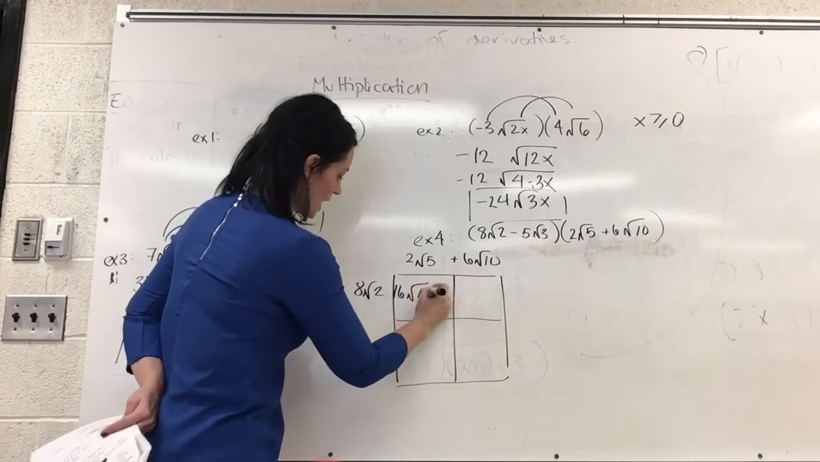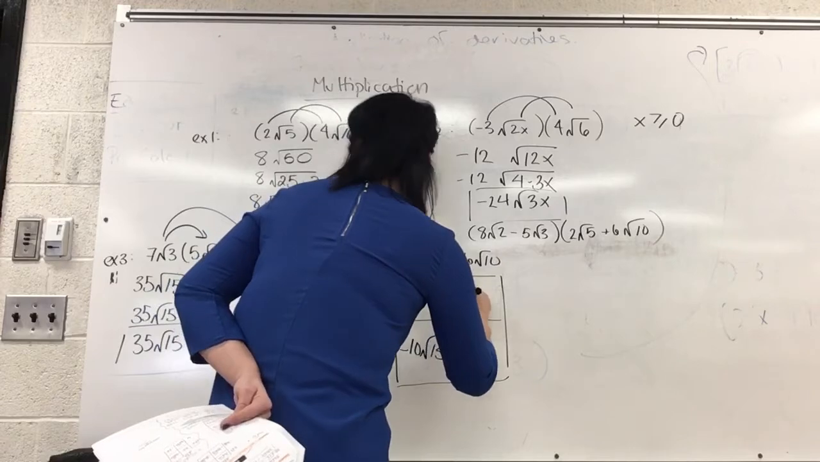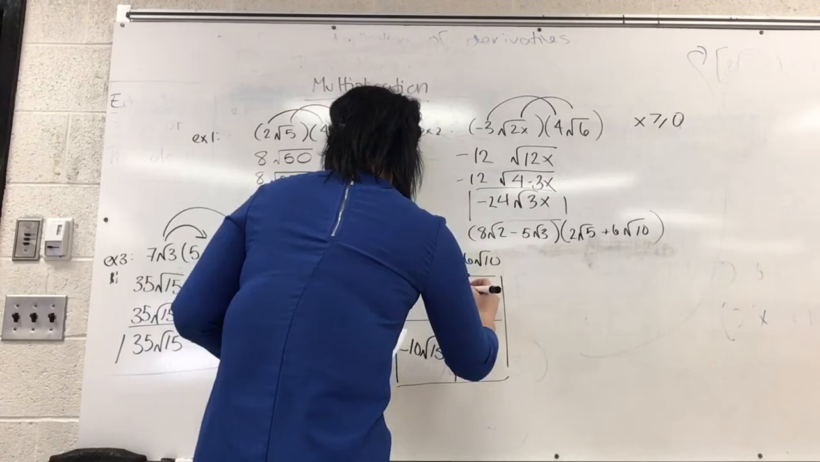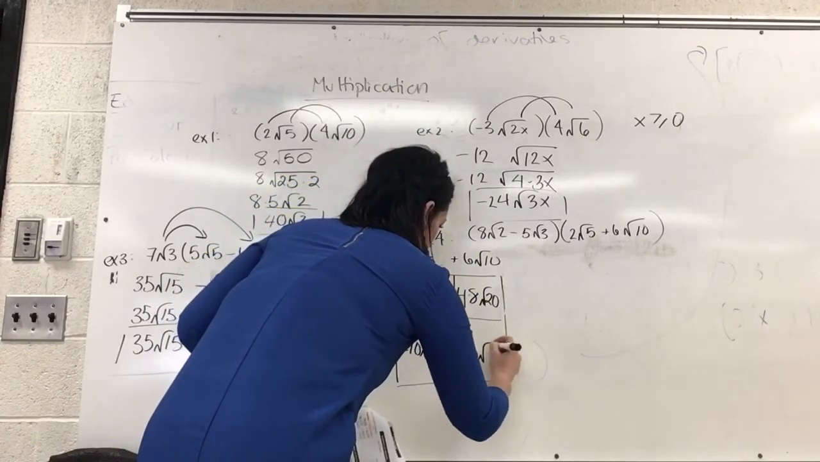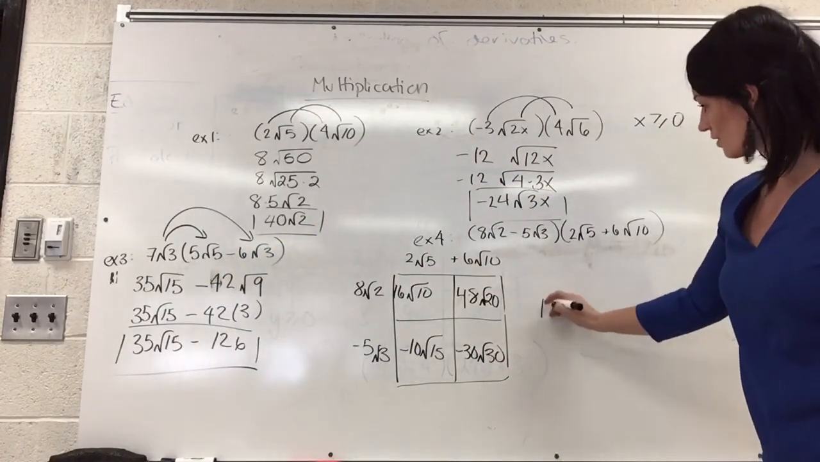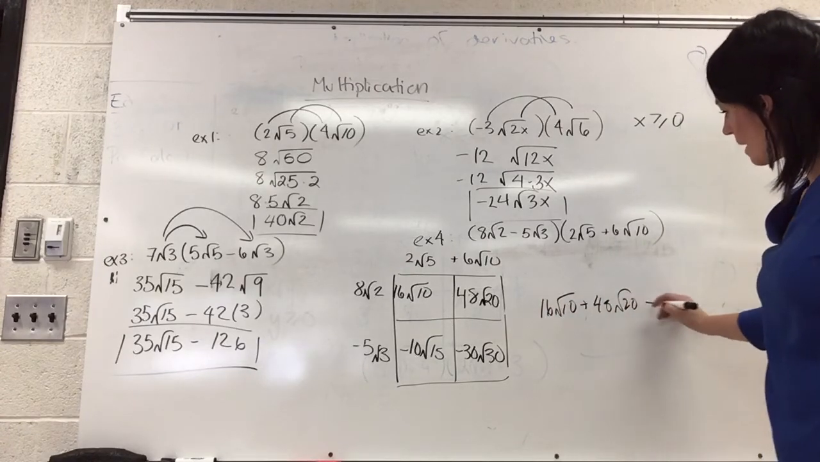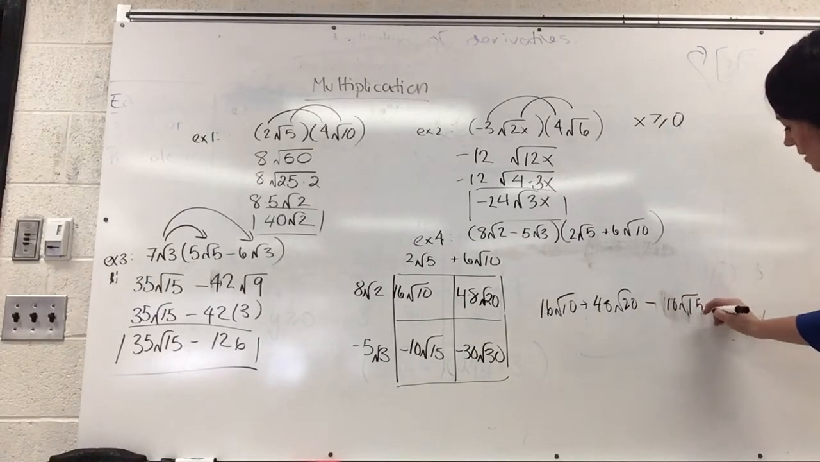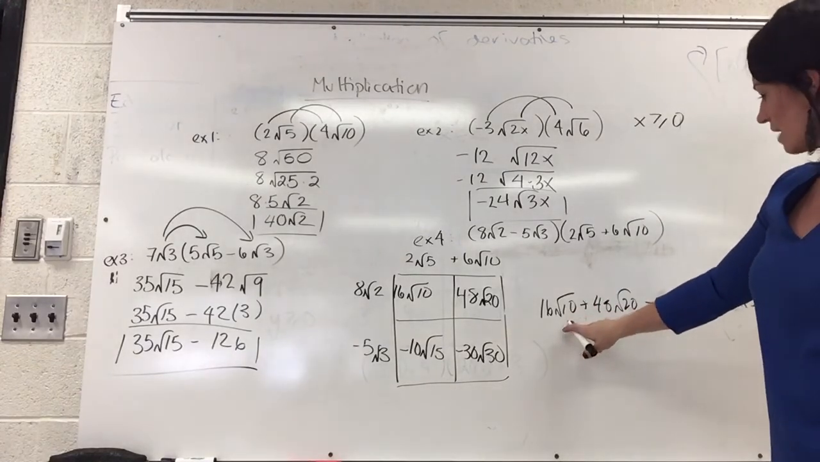So 16 root 10, minus 10 root 15, 48 root 20, and negative 30 root 30. Okay, and then we're going to just add it all together. So I have 16 root 10 plus 48 root 20 minus 10 root 15 minus 30 root 30. And then I'm going to figure out if any of this can be simplified.